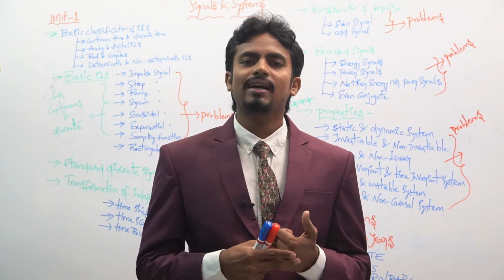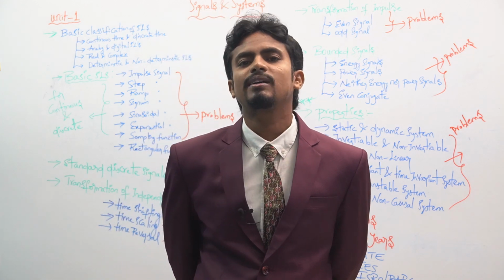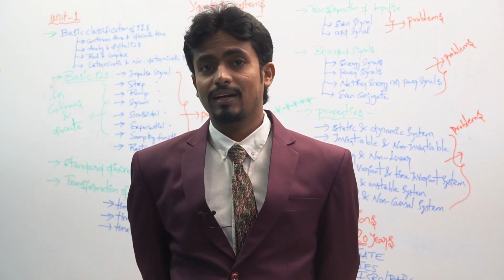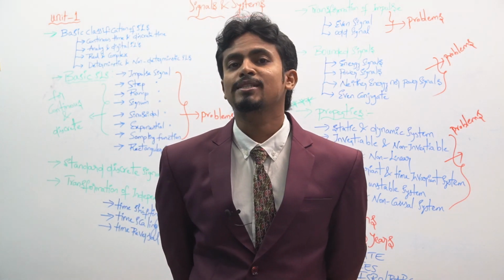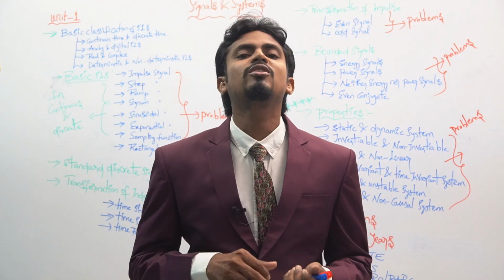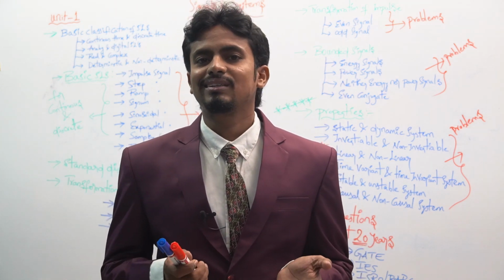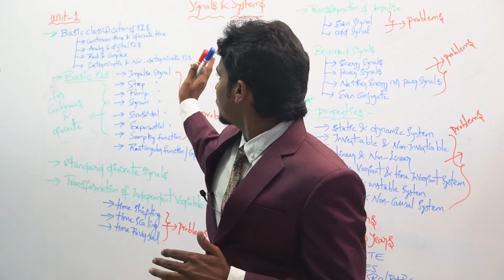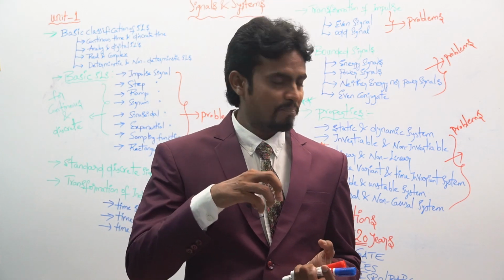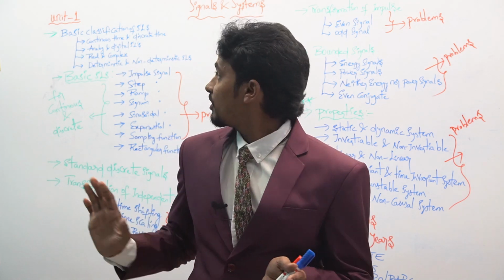So let's get started with the first subject, which is signals and systems. This subject is for electronics and communication engineering as well as electrical engineering and instrumentation engineering. Before moving on to what is meant by signal and what is meant by system, first of all you have to see the syllabus for signals and systems, unit 1. In this lecture, we focus only on the syllabus for unit 1.